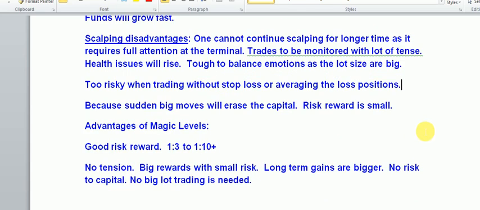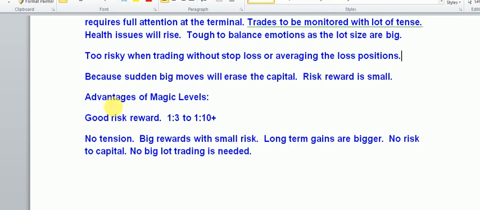When somebody wants to trade with good capital, in safe mode, and for long-term gains, magic levels will help you. And in positional trading, not only magic levels, one can use swing trading or other methods which support bigger profits. Here I will try to explain the advantages of magic levels over scalping or the conventional indicator methods.